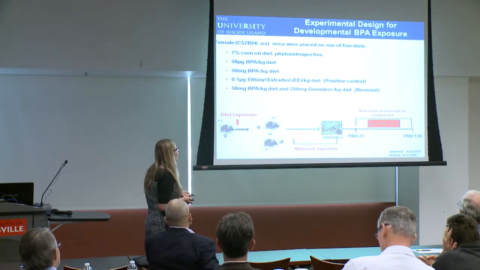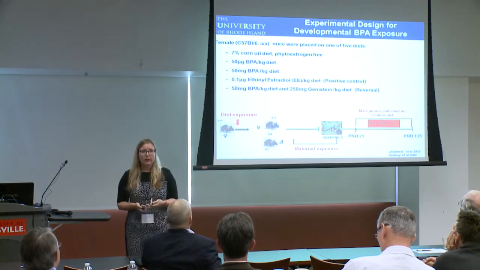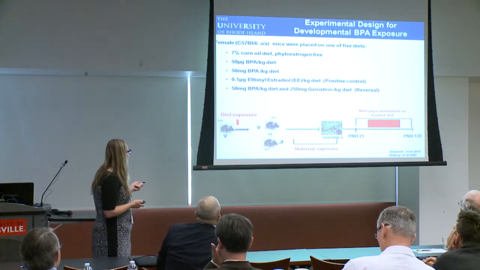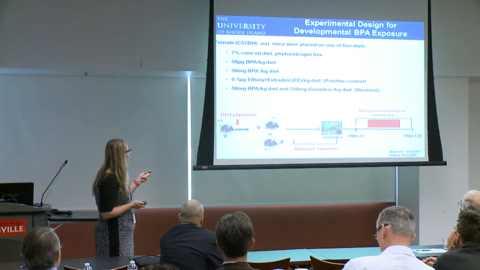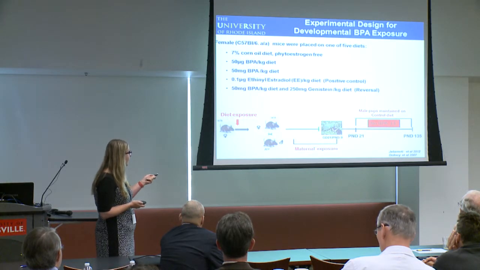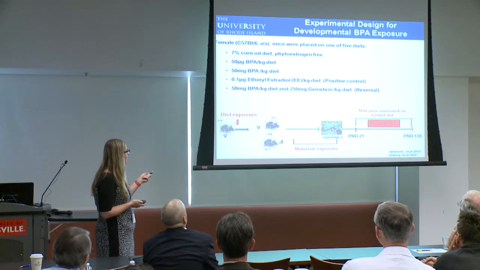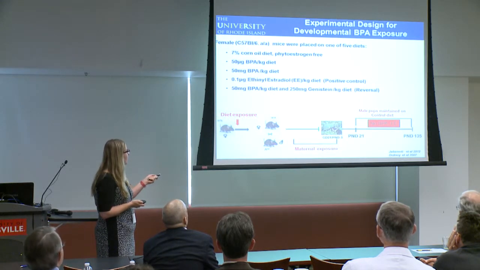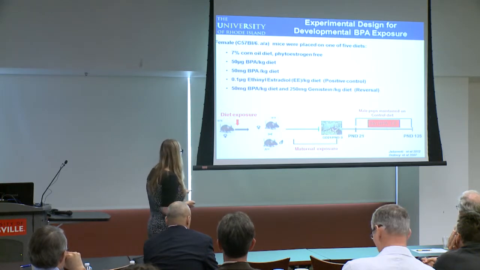Only a couple of slides. We have experimental data where we looked at developmental BPA exposure. This is a very interesting paradigm. Moms either received corn oil, 50 micrograms of BPA per kilogram diet, 50 milligrams of BPA per kilogram diet, 0.1 microgram of ethinylestradiol per kilogram diet, or a combination of 50 milligrams BPA per kilogram diet and genistein, which we utilized as a reversal.